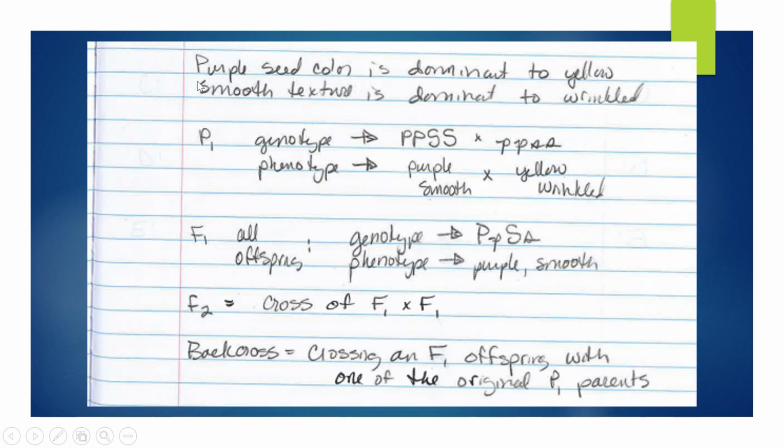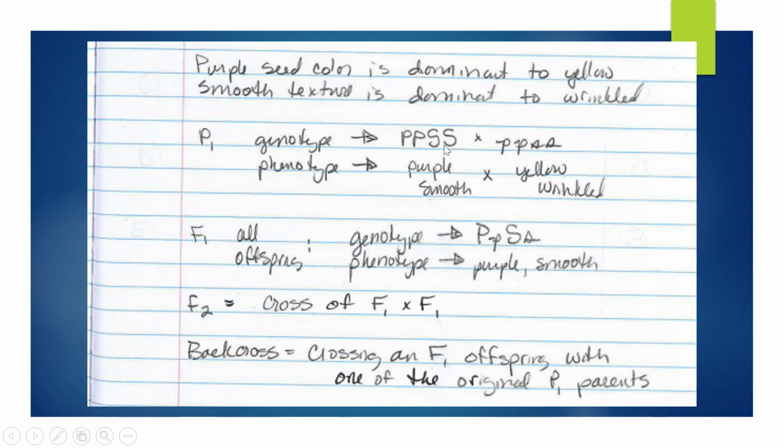All right, some things that you need to know. Purple seed color is dominant to yellow. Smooth texture is dominant to wrinkled. P1 genotype, parental genotype, we're going to have a pure breeding cross. So the genotype is going to be all capital crossed with all lowercase. Capital P, capital P, capital S, capital S, crossed with lowercase p, lowercase p, lowercase s, lowercase s.